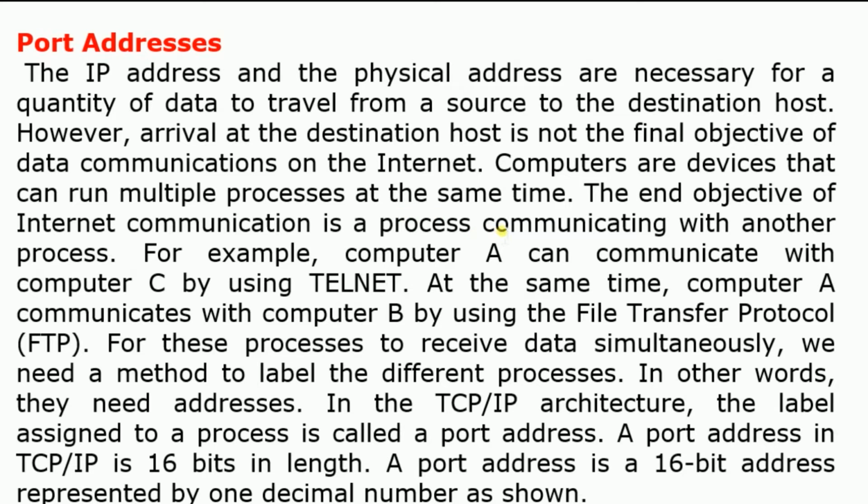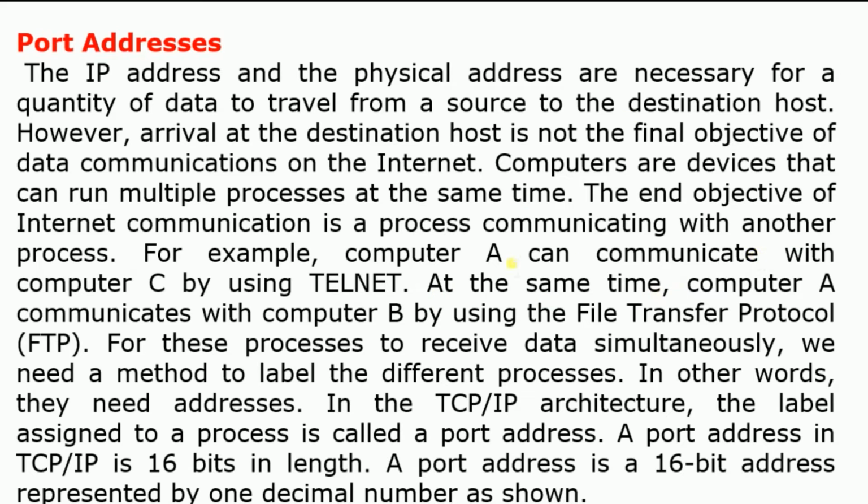Computers are devices that can run multiple processes at the same time. That means one packet comes to the receiver side from the sender. It's not enough, because there may be many processes and many parts of data. That means for one process there may be a set of data, and for another process another set of data. Then each process is identified by one address called the port address.